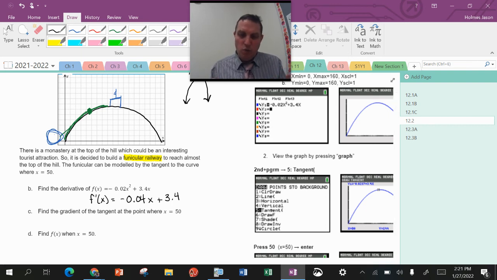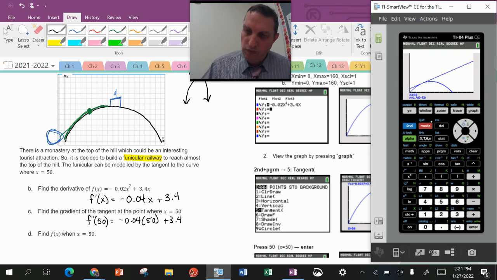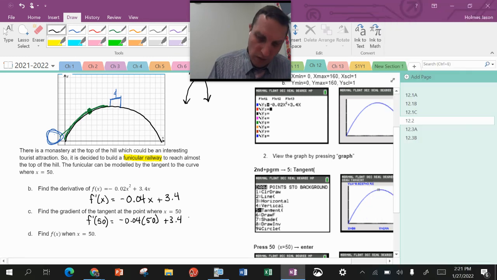A couple of ways to do this. First, we can simply plug 50 into our equation, negative 0.04 times 50 plus 3.4, and use our calculator to do that. So let's do negative 0.04 times 50 plus 3.4, and we get 1.4.